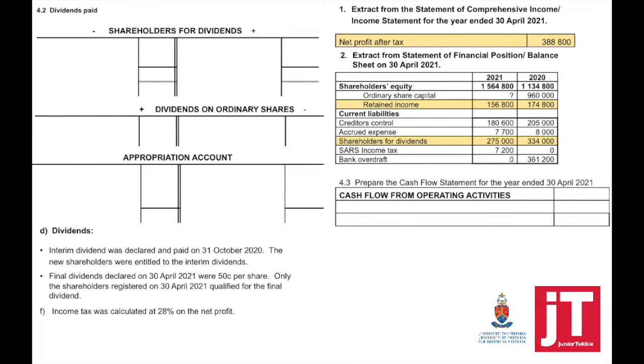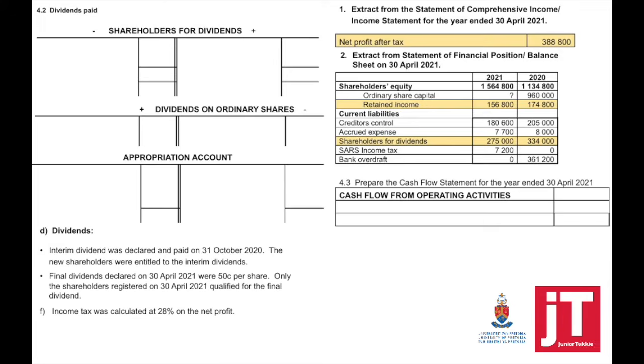You need to know that dividends paid always consist out of the dividends declared at the end of last year, plus my interim dividends. Now, if we look at the information, they said to you, interim dividends was declared and paid on 31 October 2020. Final dividends declared on 30 April were 50 cents per share. They didn't provide you with the interim dividend amount. It means we need to calculate it. We need to solve that.